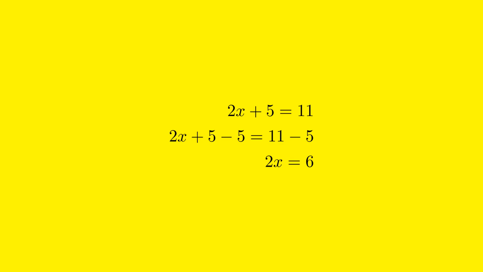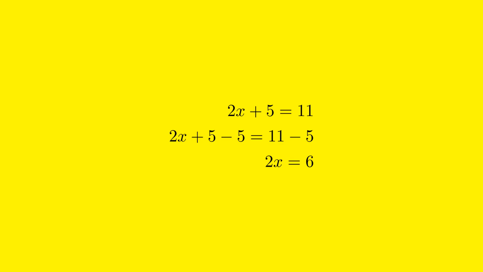Let's do the subtraction. On the left side, we have 2x plus 5. When we subtract 5 from 2x plus 5, the result is 2x. On the right side, we have 11. When we subtract 5 from 11, the result is 6. After this subtraction, our expression is altered. The new equation reads 2x equals 6.